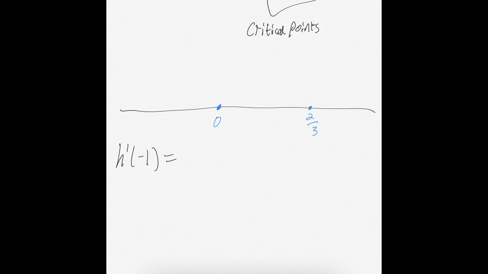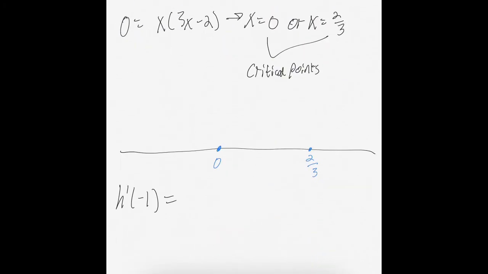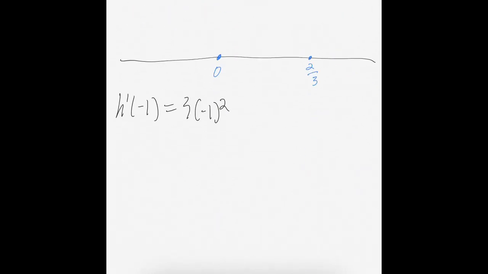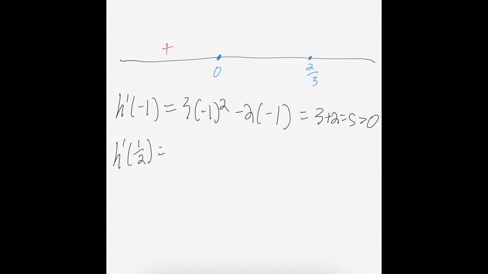Well, if I look to the left of 0, so if I look at, say, h prime of -1, well, let me see, what does that give me? That gives me 3 times -1 squared, and then minus 2 times -1, and that is 3 plus 2 equals 5. And in particular, that is greater than 0. So that means I'm going to put a plus here to the left of 0.